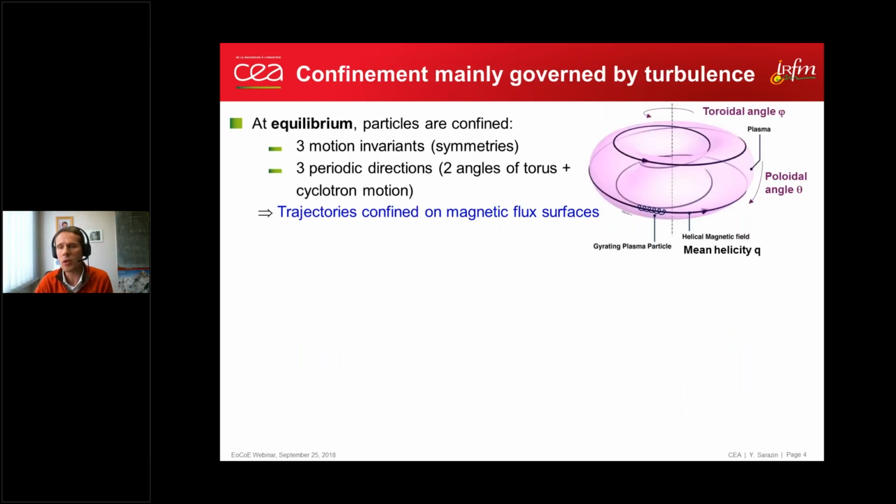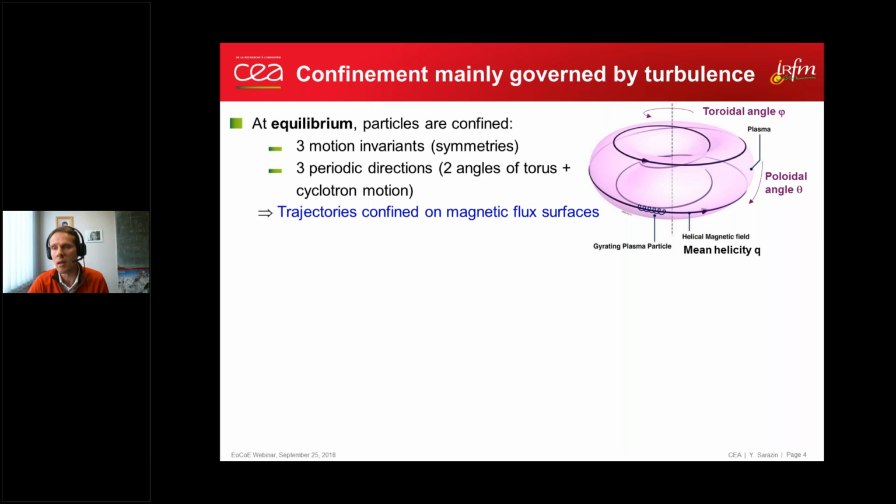So how to confine this plasma at this very high temperature? It's provided by a magnetic configuration with nested magnetic flux surfaces, which are nested tori. Here you have an example with the magnetic field lines, which are helical onto those surfaces, with the particles making cyclotron motion along those magnetic field lines. And at equilibrium, we will come back on that, there are three motion invariants.